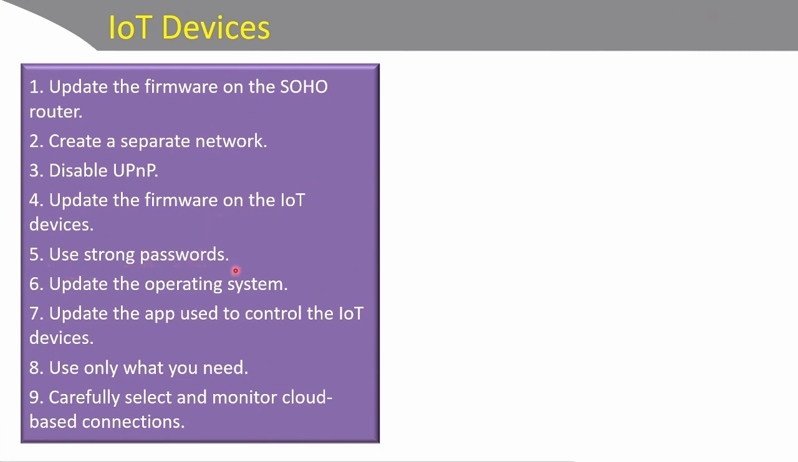5, use strong passwords. I think I say this every hour or so of every day, but different passwords as well. Different passwords should be used for the main login to the SOHO router. Also, a different password for the guest wireless network, and a different password for the IoT devices themselves. If the IoT device only has the option for a PIN, you're only going to have 10,000 possible combinations, but it's better than nothing with a 4-digit PIN, so use it.